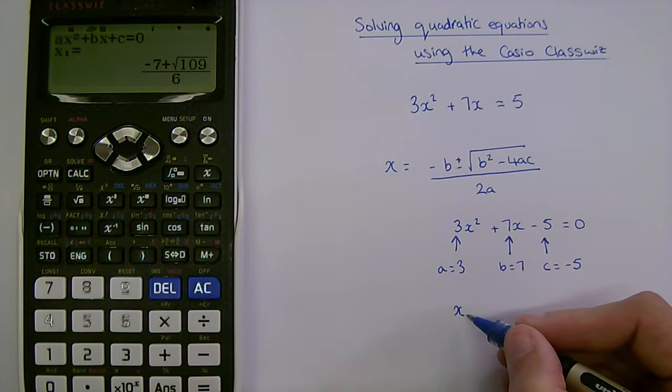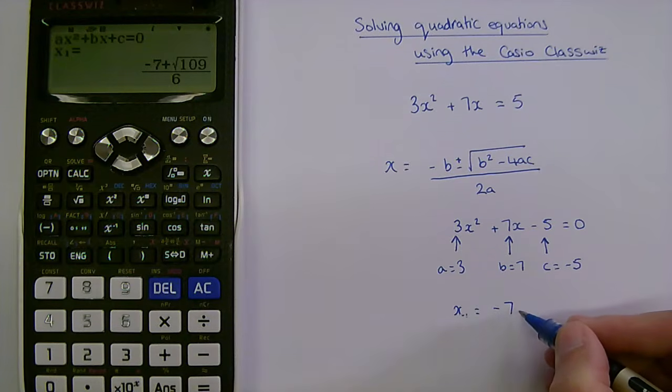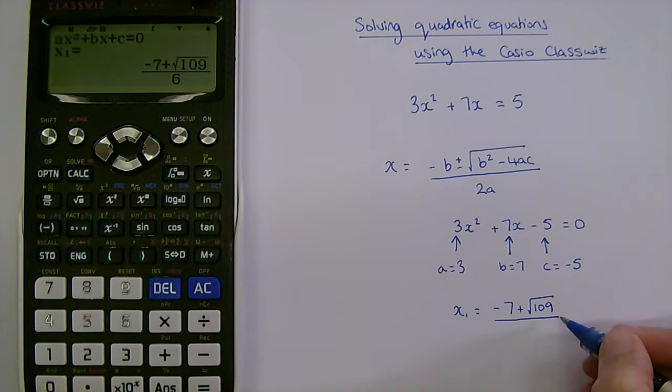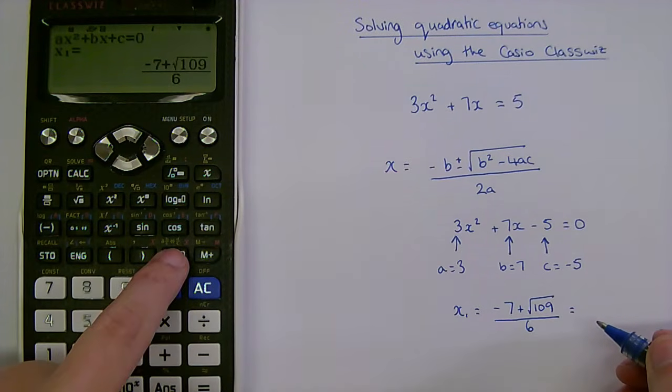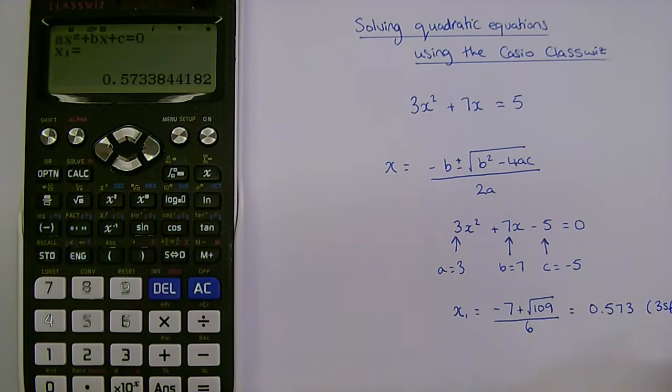So it says x1, so the first solution is, in this case, minus 7 plus the root of 109, divided by 6. If I wanted that in decimal form, I'd press my SD button, which gives me 0.573 if I round that to 3 significant figures.